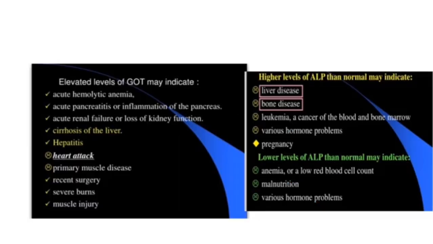ALP, alkaline phosphatase, that one is standing alone. Whenever ALP is greater than both AST and ALT, then you see a clear case of biliary obstruction or bone disease. A clear case of biliary obstruction, that is post-hepatic cholestasis, or bone disease.